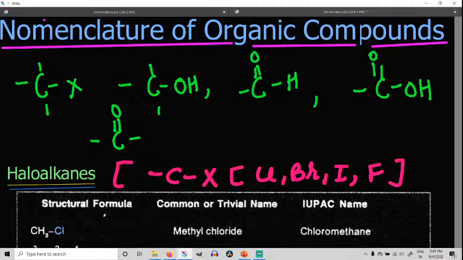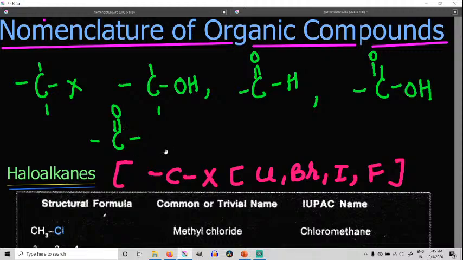Suppose it is C-OH, it means alcohol is there. If OH is there, it means alcohol is there. Suppose C double bond O and H is there, it means aldehyde is present. If C double bond O, OH is there, which functional group is present? Carboxylic acid. And if between 2 carbon atoms you find C double bond O, it means ketone is present.